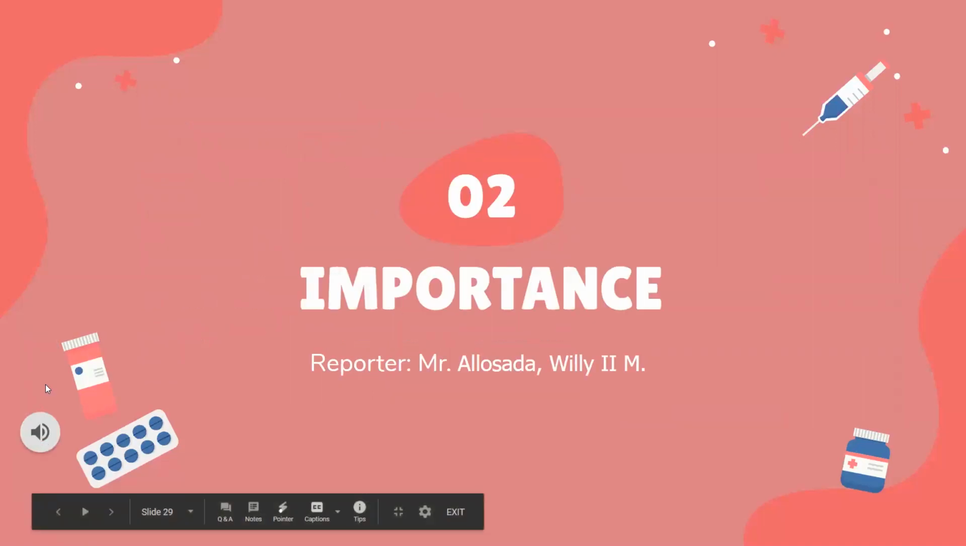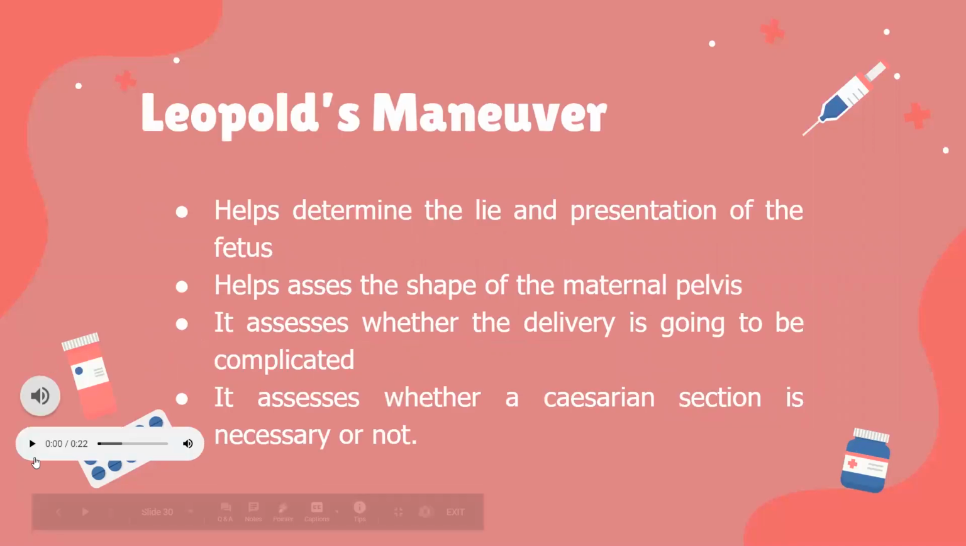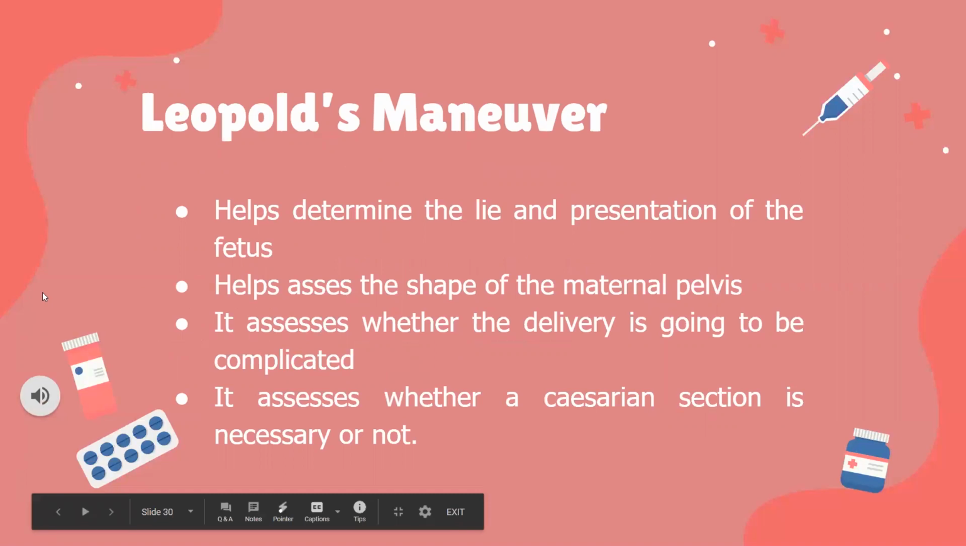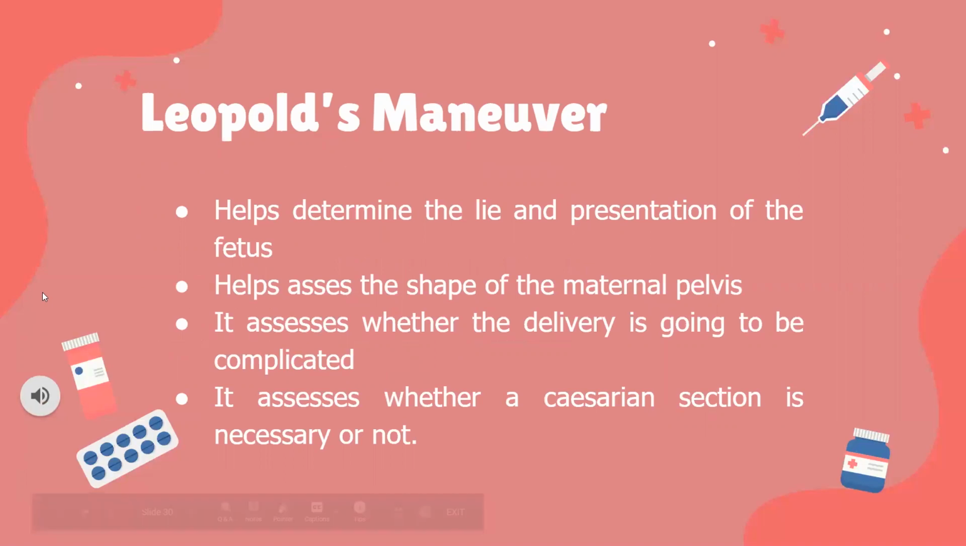Let us now proceed to the importance. First, we have the importance of the Leopold's maneuver. It helps us determine the lie and presentation of the fetus. It helps assess the shape of the maternal pelvis. It also assesses whether the delivery is going to be complicated or not, as well as if a cesarean section is necessary or not.